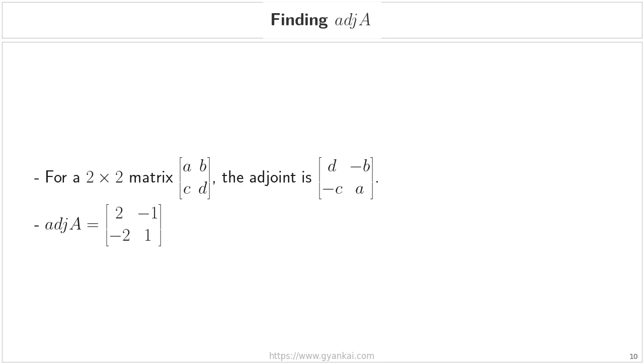Let's apply this rule to the specific matrix A from our previous step. Looking back at our matrix A, which was 1, 1 on the top row and 2, 2 on the bottom row, we apply the swap and sign change. We swap the 1 and the 2 on the diagonal and change the signs of the other 1 and 2. This gives us our adjoint of A, which is 2, negative 1 on the top row and negative 2, 1 on the bottom row.